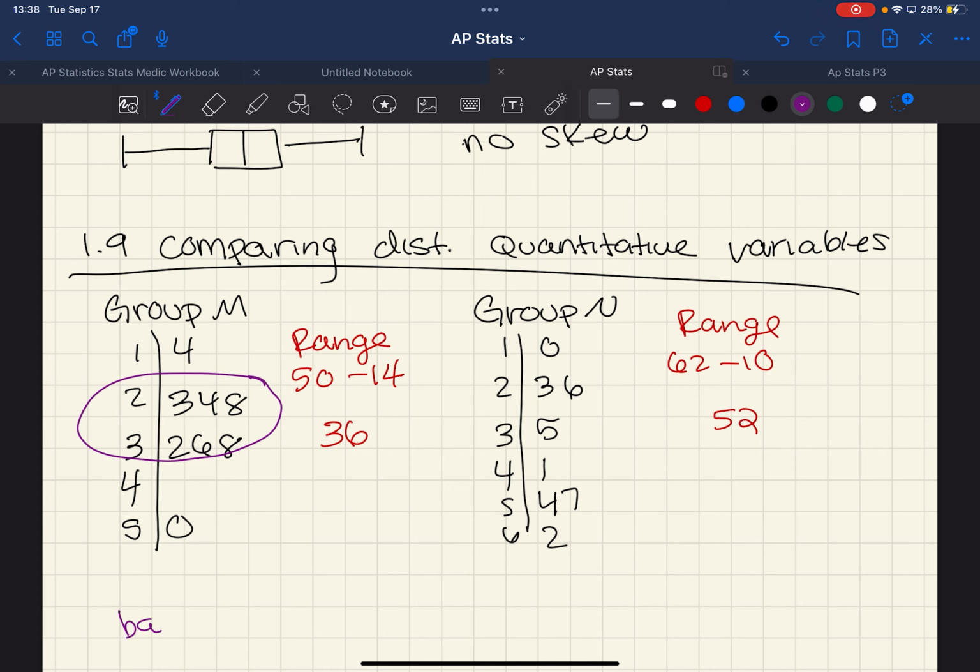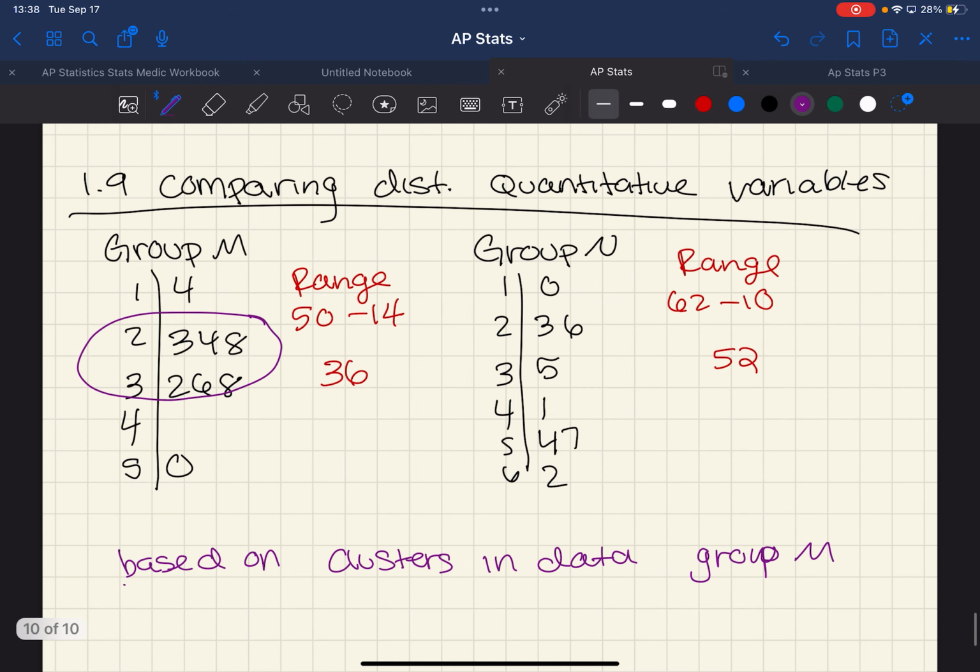So, based on clusters in data, group M has animals with similar weights. Overall, the stem plot shows that group N has a wider range compared to group M and a more diverse distribution, since group M has a cluster of data with animals with similar weights.